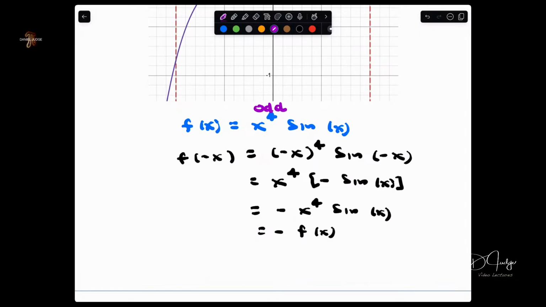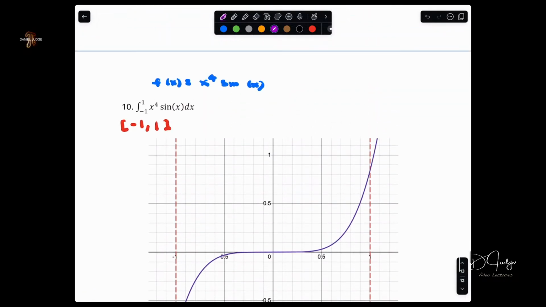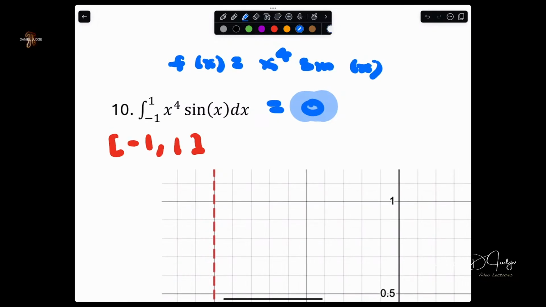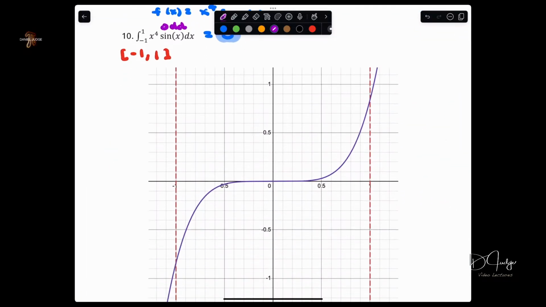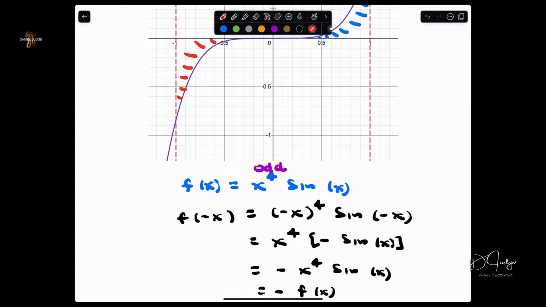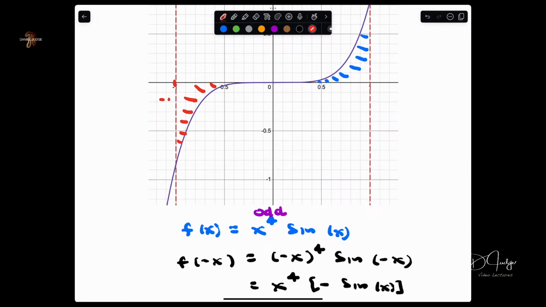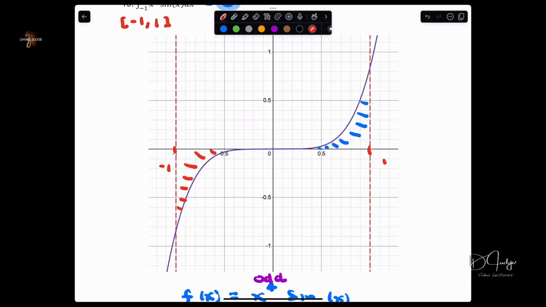So you have an odd function over a symmetric interval. This integral equals 0. Odd function. Looking at the curve, you see you have an equal amount of area above the x-axis as you have below the x-axis, and that's only because the interval you have is symmetric. This is from -1 to +1.